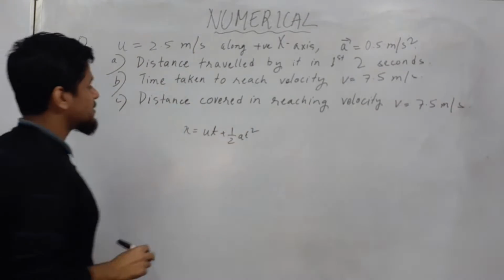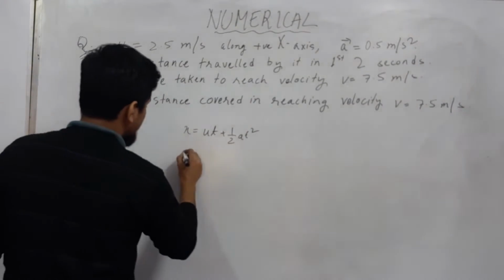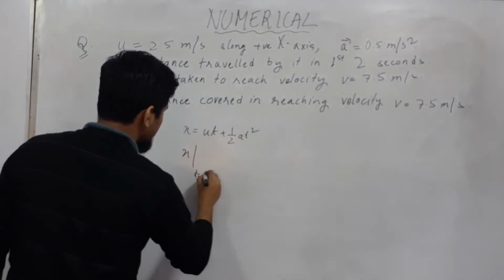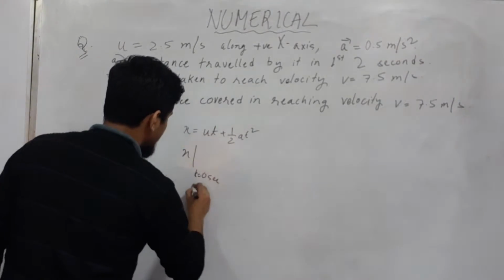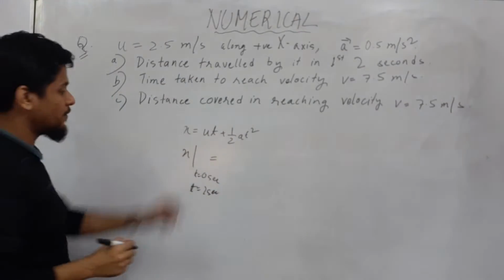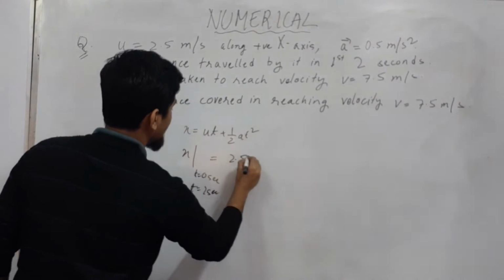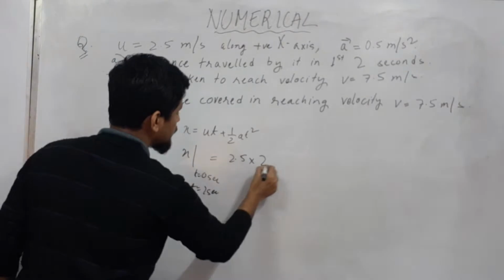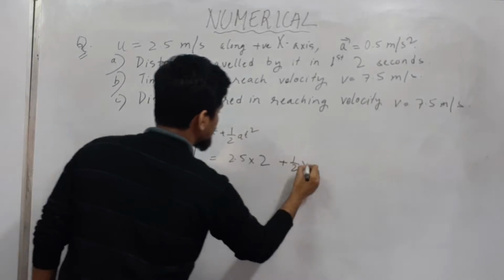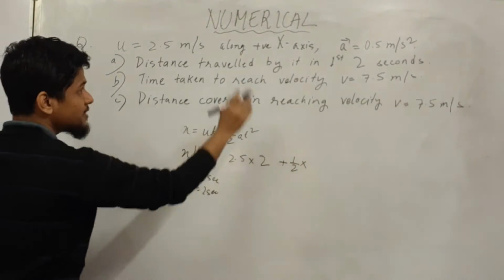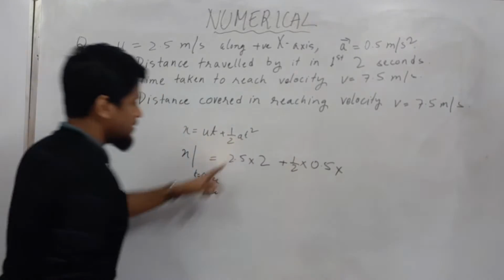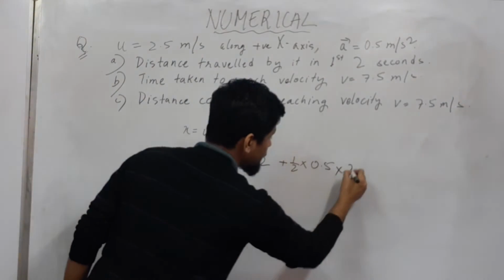As you know, the distance traveled from t equal to 0 second to t equal to 2 second will be, here u is 2.5, so 2.5 and time is 2 seconds, so 2.5 into 2 plus half into, and acceleration a is equal to 0.5, so we write 0.5 over here, and t is equal to 2, so we write 2 square.